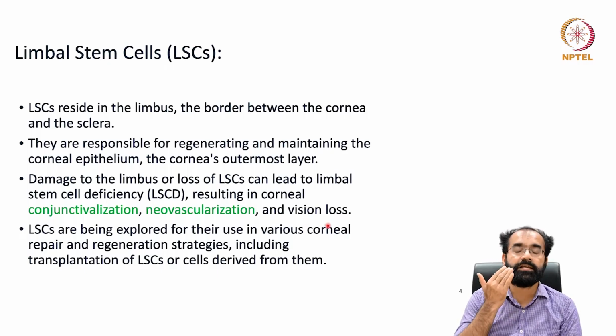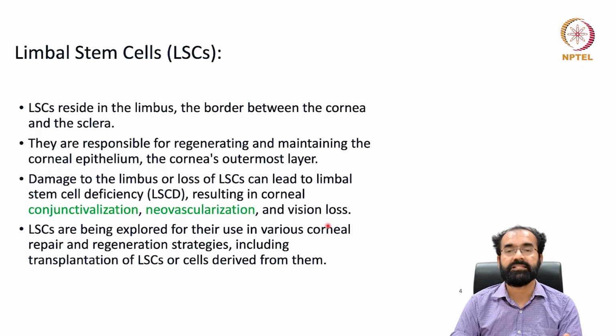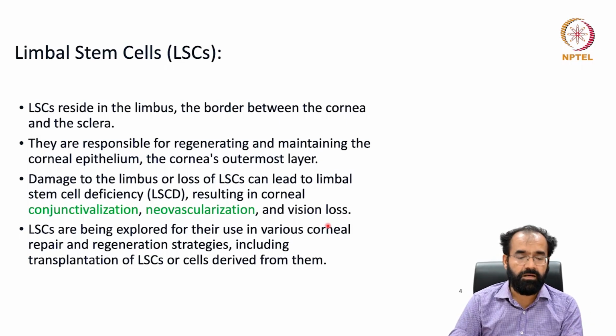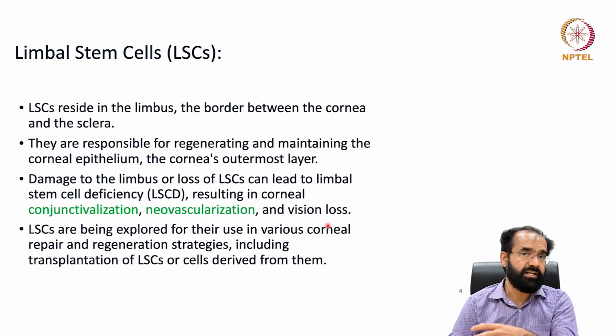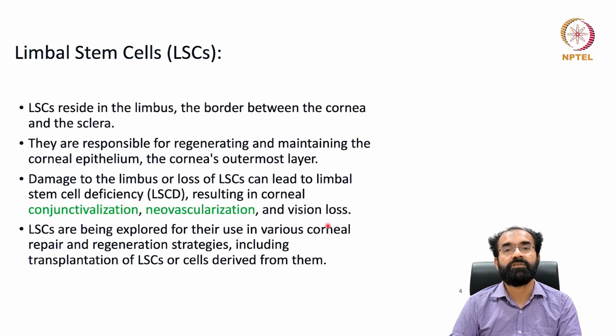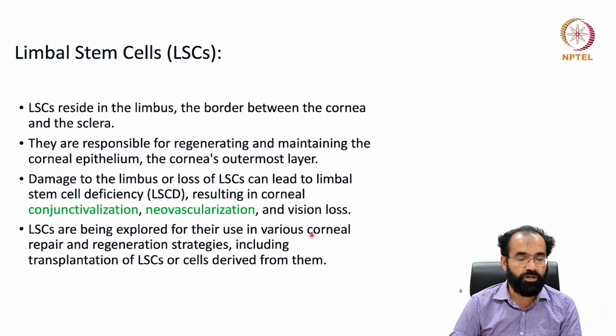If you close your eye, you don't see anything. It's nothing but you are cutting off the light. Same way, if your cornea becomes opaque because the conjunctiva is moving into the cornea, naturally the blood vasculature will come and your vision will be lost.